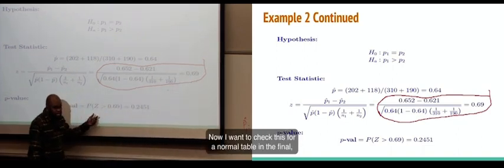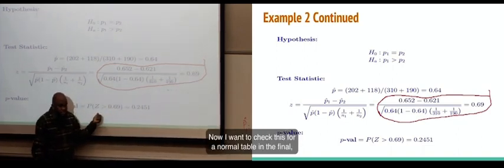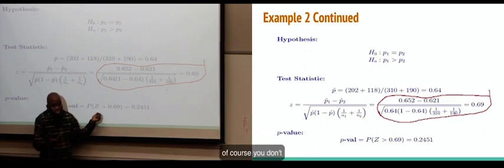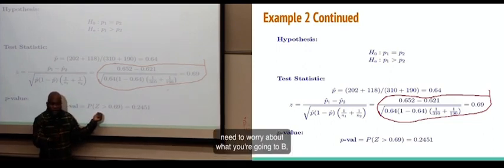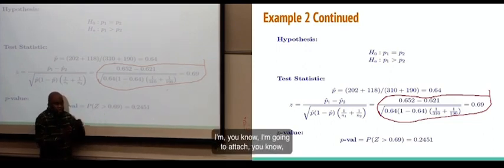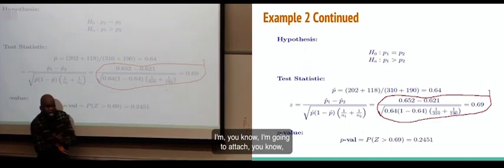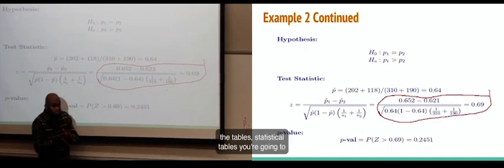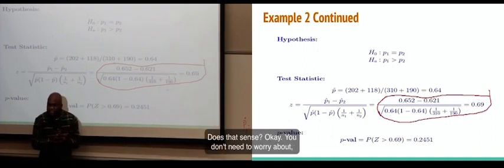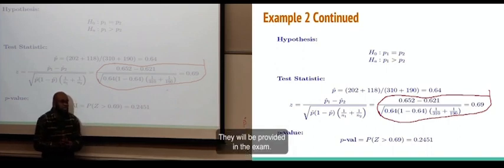Now I want to check this from a normal table. In the final, of course, you don't need to worry about what you're going to bring. I'm going to attach the statistical tables you're going to use for the exam to the exam booklet. Does that make sense? You don't need to worry about statistical tables. They will be provided in the exam.